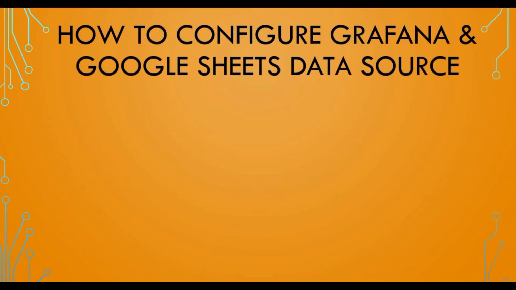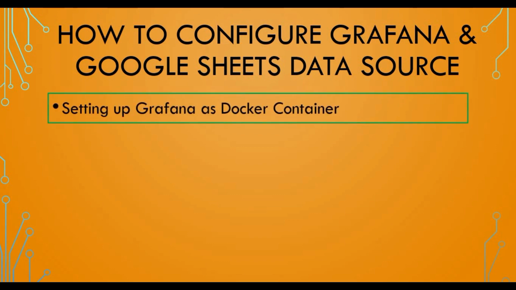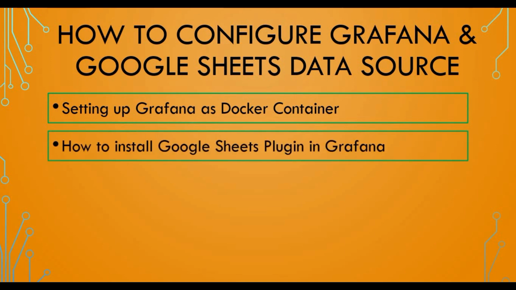So what we are going to do in this tutorial is see the complete process of how to configure Grafana and Google Sheets as a data source. In order to start, we will set up Grafana as a Docker container. I had a previous tutorial showing how to set up Grafana as a Docker container, but I will also show it here quickly as a recap, so you can set up your Grafana as a Docker container.